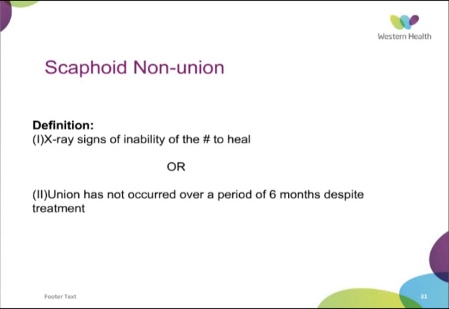Scaphoid non-union can be defined by having X-ray signs of a fracture not being able to heal, or if union hasn't occurred for a period of up to 6 months. However, some scaphoid fractures do still unite after a period of 6 to 9 months, so this could be a bit tricky.